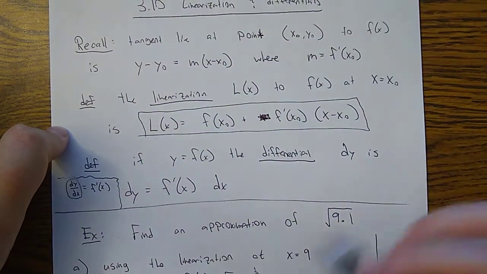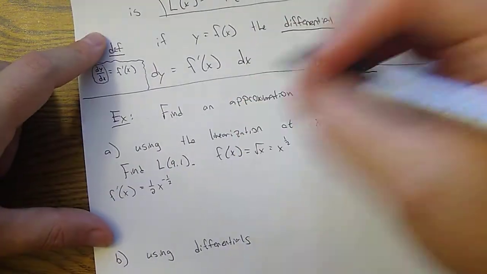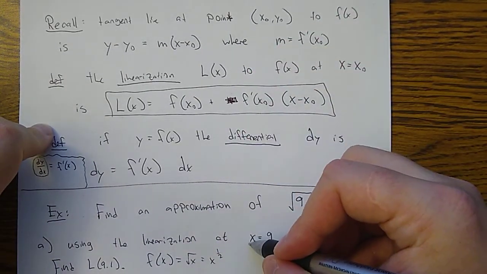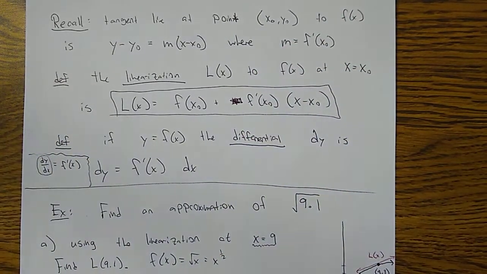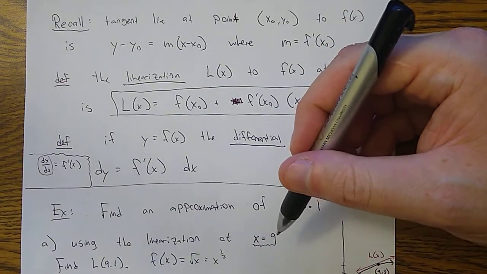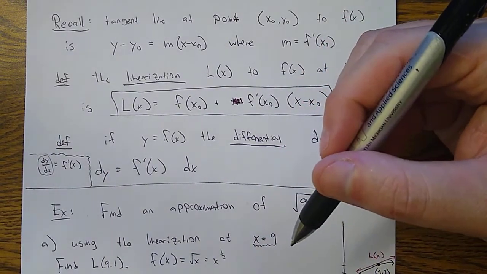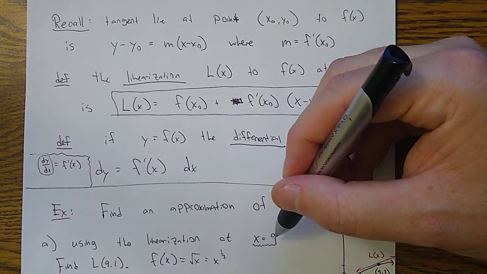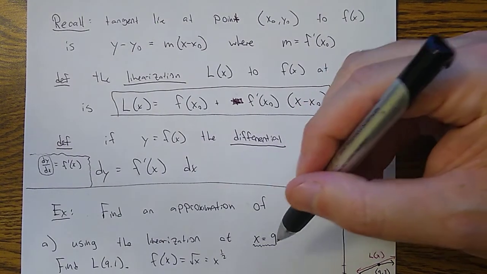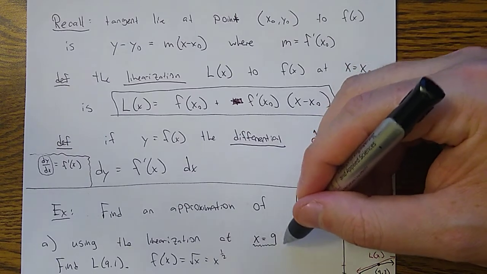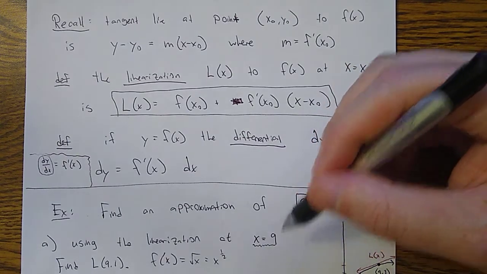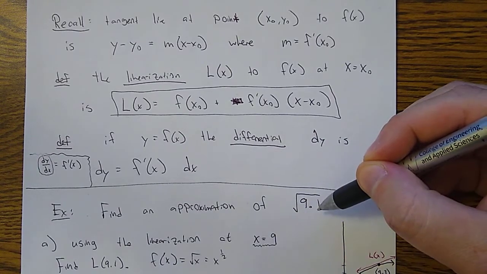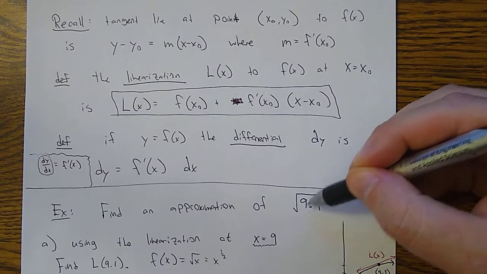First of all, what is my x naught? For this one, in the instructions, I was kind enough to tell you where to find the linearization. They won't always tell you, but you can guess. The value 9 is just chosen to be a convenient number that's close to what we're trying to do, instead of doing the square root of 9.1.